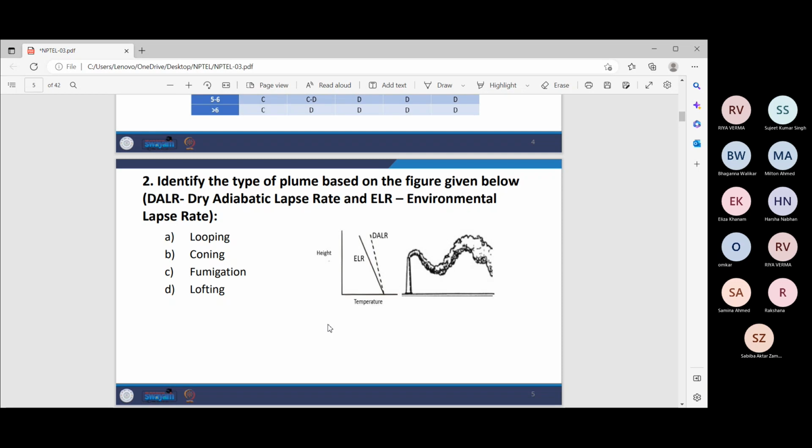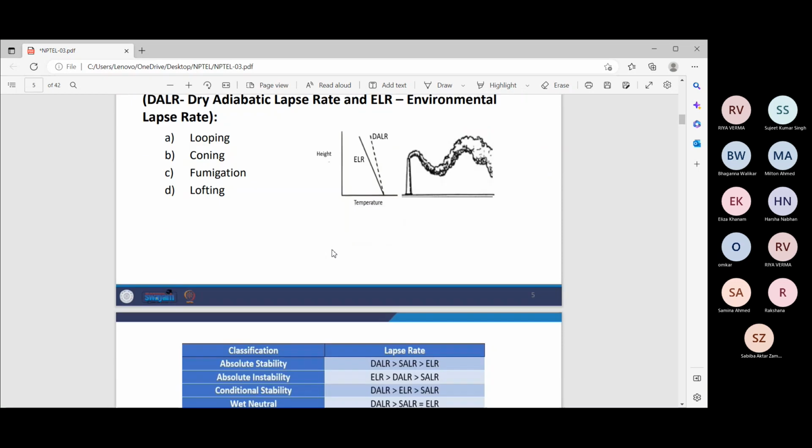And can you please tell me about the type of stability, about the type of environment when the ELR is this one and the DALR is this one? What kind of environment is supposed to be there? Is it unstable? Turbulent. Turbulent? That means it is unstable. Yeah. Okay, let's see.